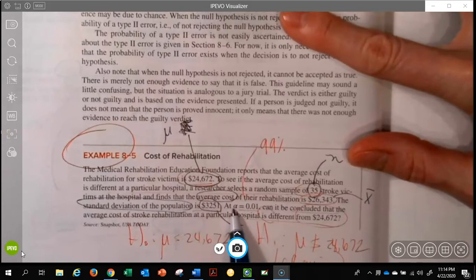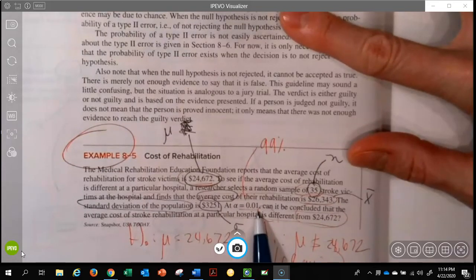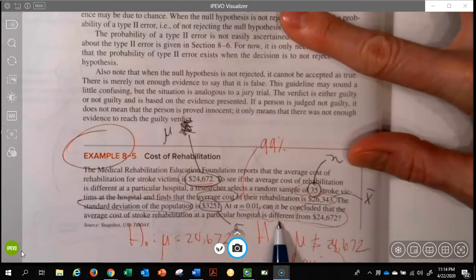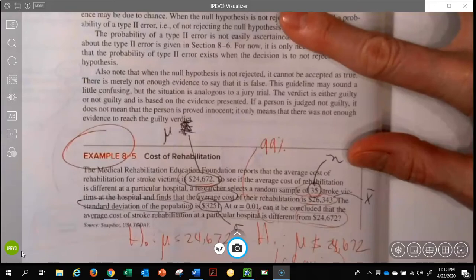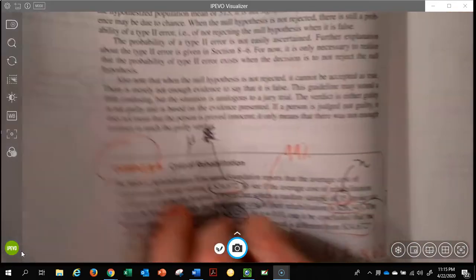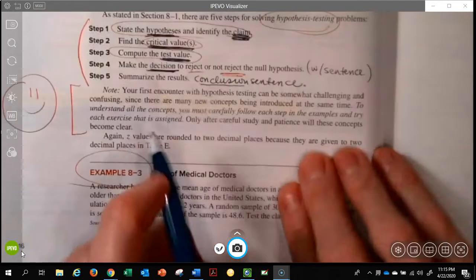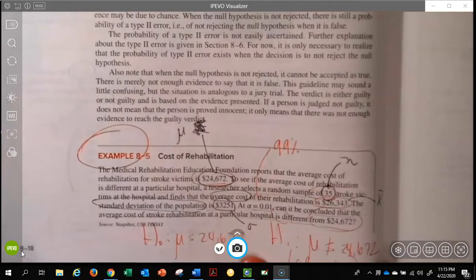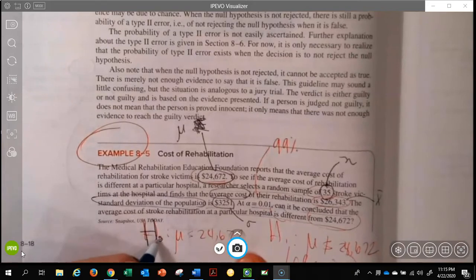And then add an alpha of 0.01. We already know what to do on that. Can it be concluded the average cost of stroke rehabilitation in a particular hospital is different? Different. Not higher, not lower, is different. And that's going to scream at us. We're going to do a two-tailed test. So here we go on those 5 steps. Step number 1. We need to do the hypotheses and the claim.